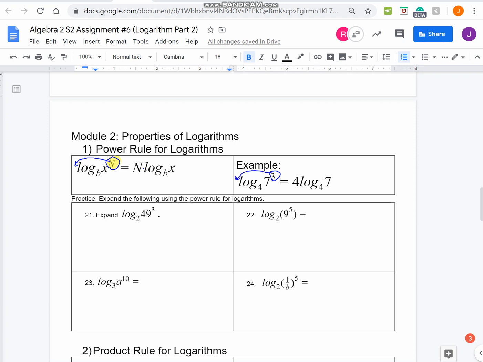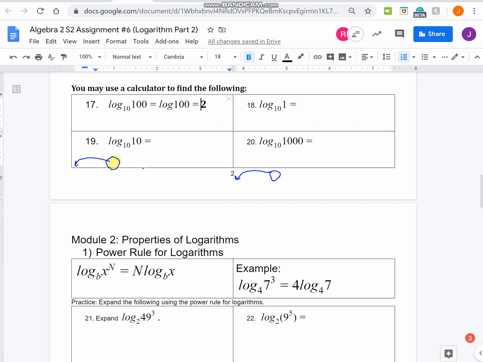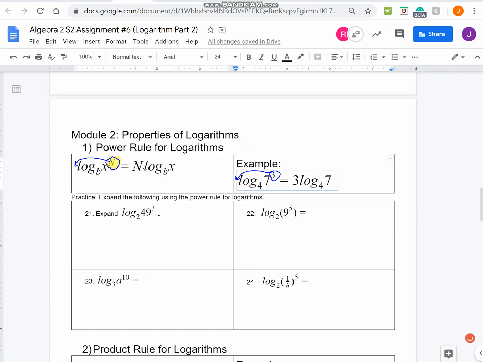Okay, so apparently I made a mistake in this example. This is supposed to be not 4, but since we brought that 3 to the front, it has to be 3. 3 is supposed to be in the front. So 3, and then log base 4 of 7.